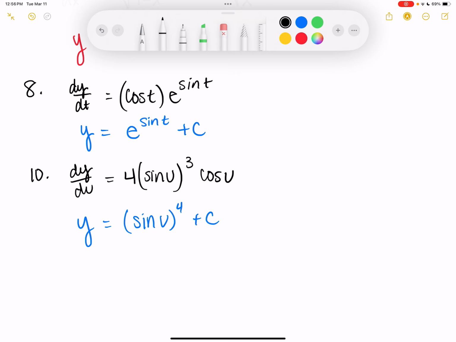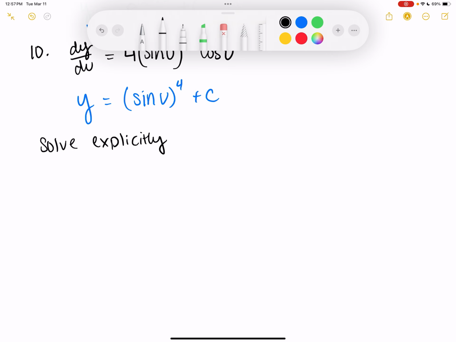All right, so those were the general solutions. Now, these ones say solve the initial value explicitly. So all they're doing is giving us values to plug in for x and y to solve for c, basically. And then we rewrite with the constant that would have been used in that problem. So, more work.